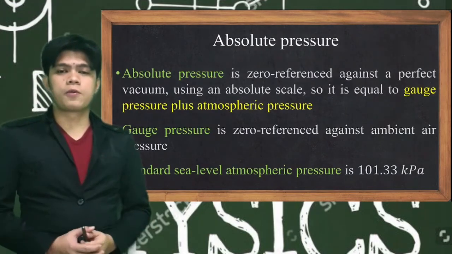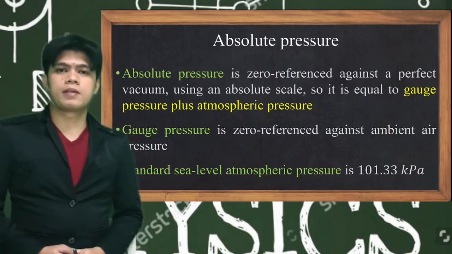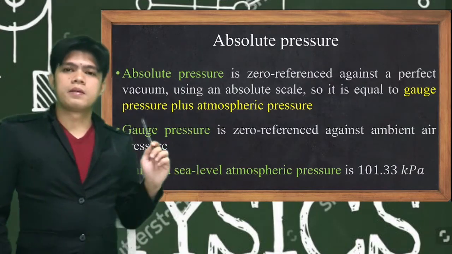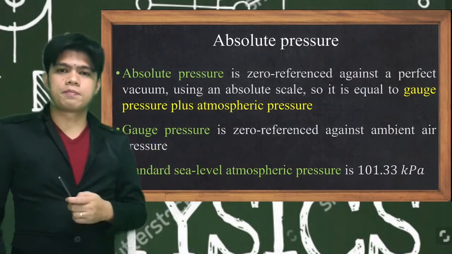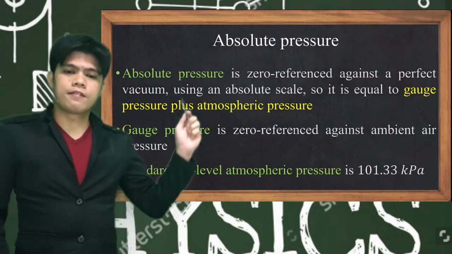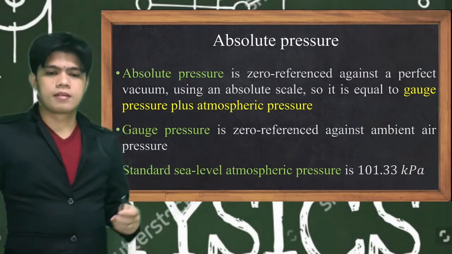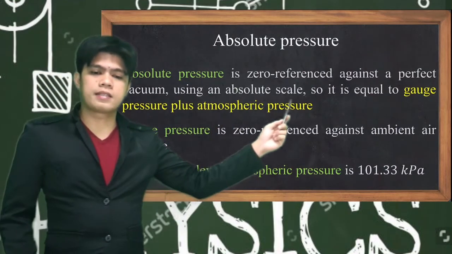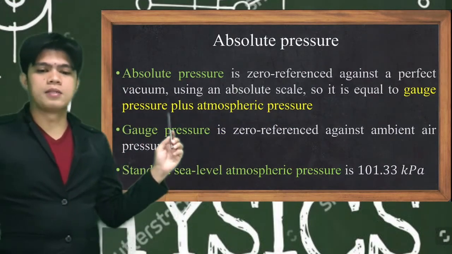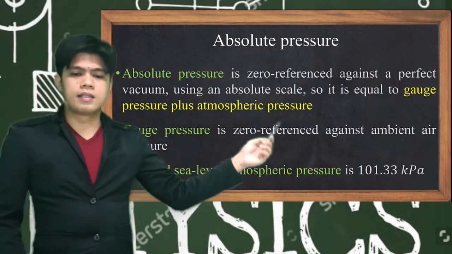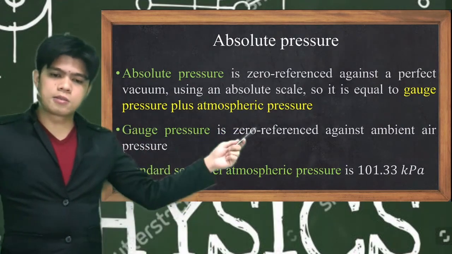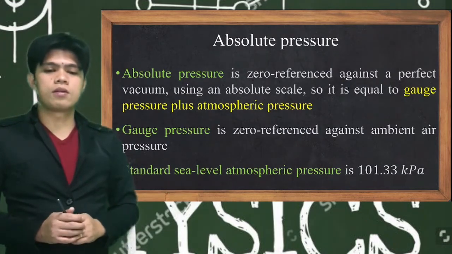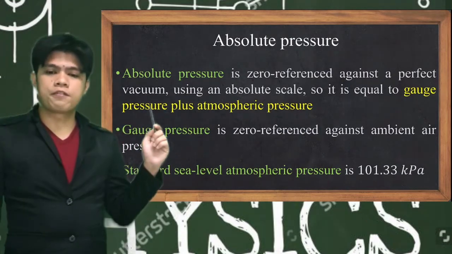Since the gas law equation is pressure times volume equals nRT, let's first discuss absolute pressure, because every time we use pressure, we should have an absolute pressure. So what is absolute pressure? Absolute pressure is zero referenced against a perfect vacuum using an absolute scale. So it is equal to gauge pressure plus atmospheric pressure. So your zero reference is the perfect vacuum.